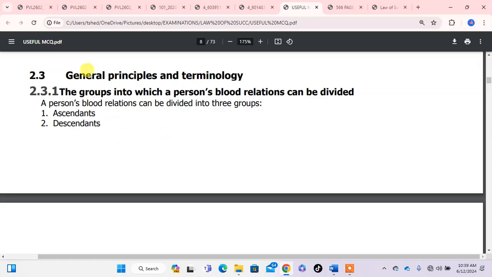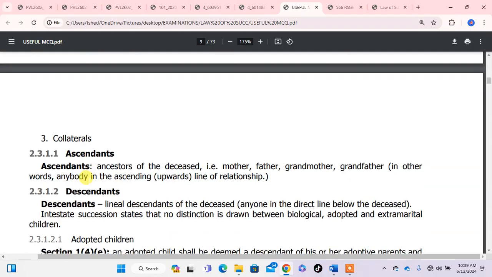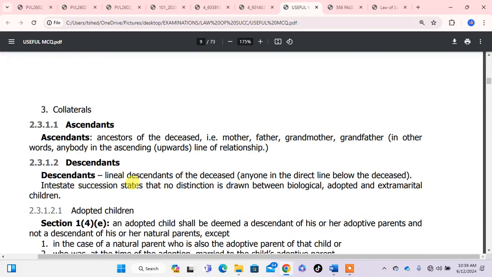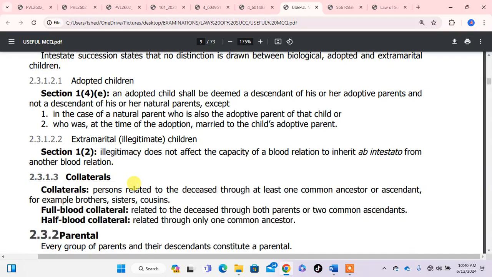Before we answer the question, it's important to understand the general principles of a person's blood relations. We have ascendants, descendants, and collaterals. Ascendants are those such as a mother, father, grandfather. Descendants are your child and your grandchild. Section 1, subsection 4E, paragraph E makes clear that an adopted child is deemed a descendant, so that person is part of the estate. An extramarital child is eligible to inherit due to section 1O.